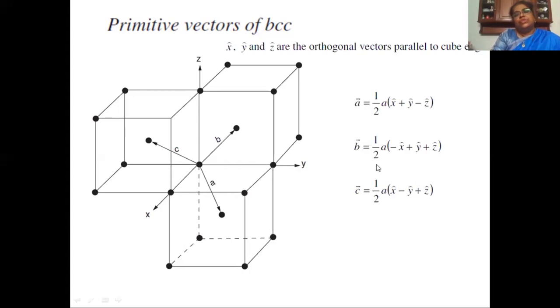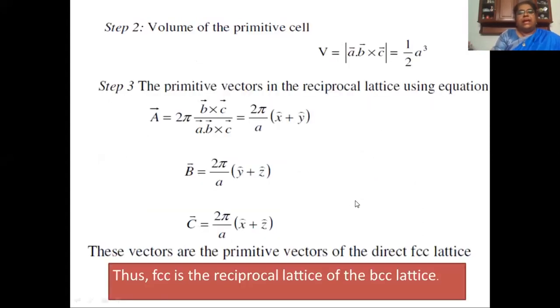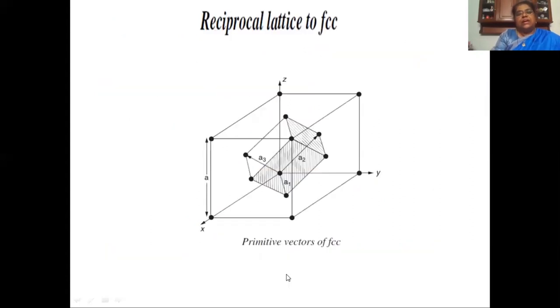This is how you choose your basis vector in real space A, B, C and substitute in your formula. Then you get the reciprocal space A, B, C, which would have the inverse length dimension. But looking at this, we understand this corresponds to FCC in real space. And this is what FCC in real space is. So you can see this is FCC. At every face, you have one atom.